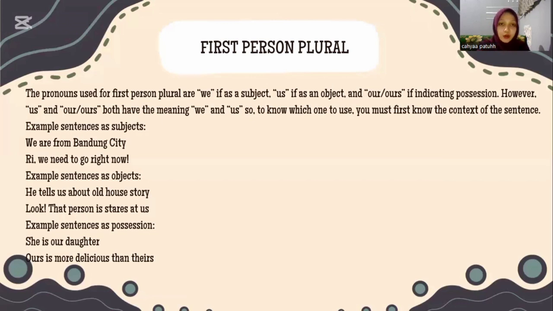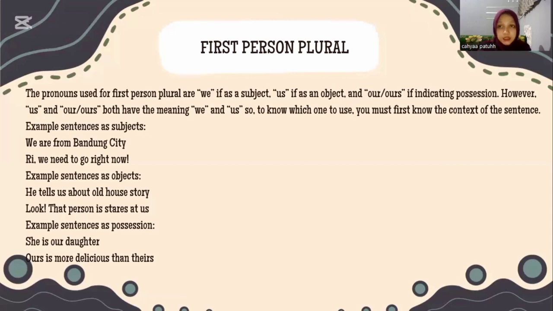The next slide about first person plural. The pronouns used for first person plural are we if as a subject, us if as an object, and our or ours if indicating possession. To know which one to use, you must first know the context of the sentence.